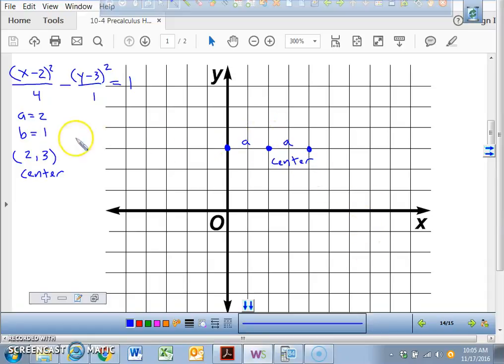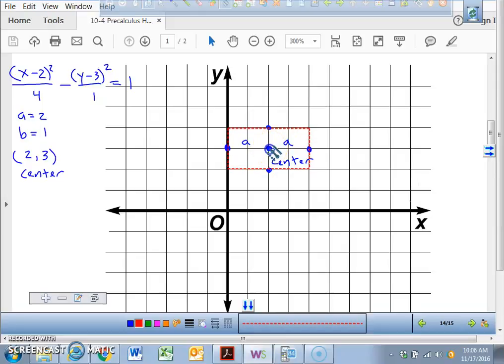Okay? On the other one, you just go 1. You go up 1, put a point. Go down 1, put a point. Now, this is going to be the most important part. You need to build a rectangle that goes through the dimensions built by your points. There we go. I want you guys to build a nice, neat rectangle just like that. All right, after you have your rectangle done, next thing we're going to draw are the asymptotes that are going to pass through the center.